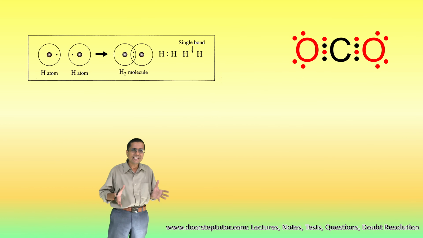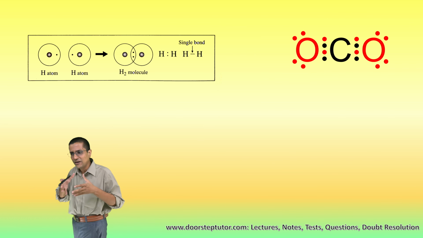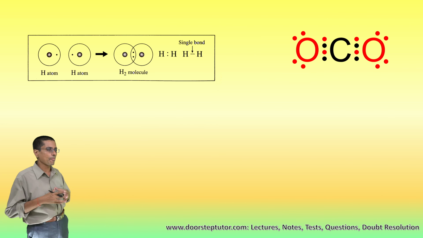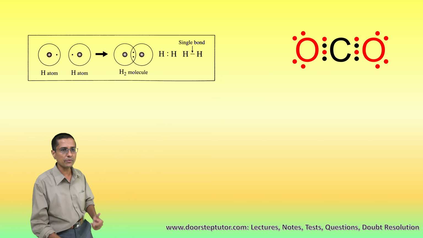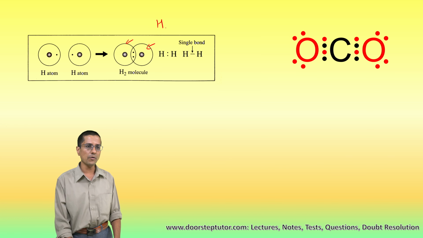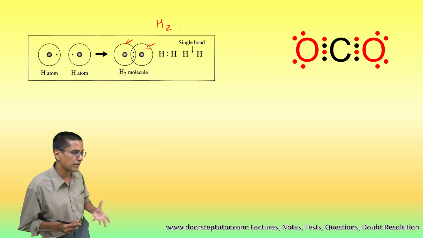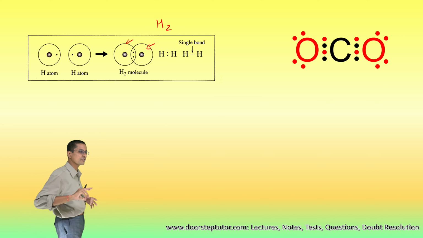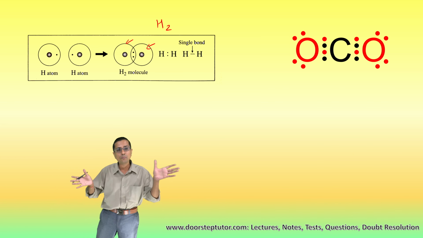So hydrogen is the only example of the duplet rule. In the duplet rule, in the case of hydrogen, two hydrogen atoms come together to form the hydrogen molecule. Now the hydrogen molecule has 2 electrons. The 2 electrons are available to both the atoms.